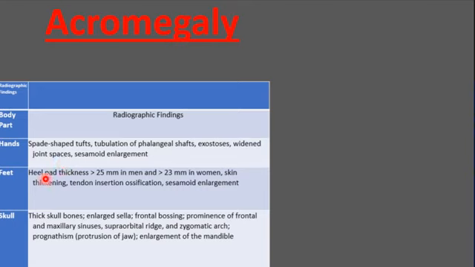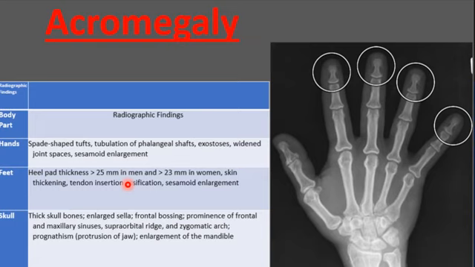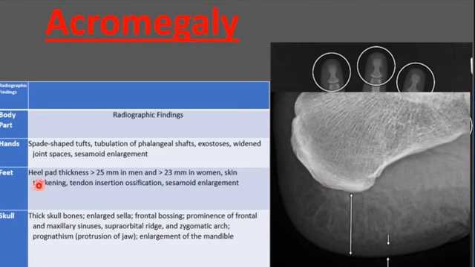Another common site for acromegaly is heel pad thickness. I think it's better to see the image. This is a spade-shaped phalangeal tuft. In the feet, there is an increase in the heel fat pad thickness, more than 25 millimeters in men and more than 23 millimeters in women. Also, there is skin thickening, tendon insertion ossification, and sesamoid enlargement.